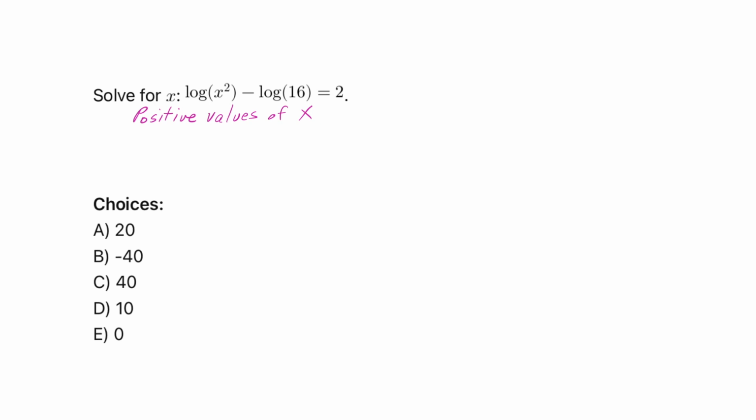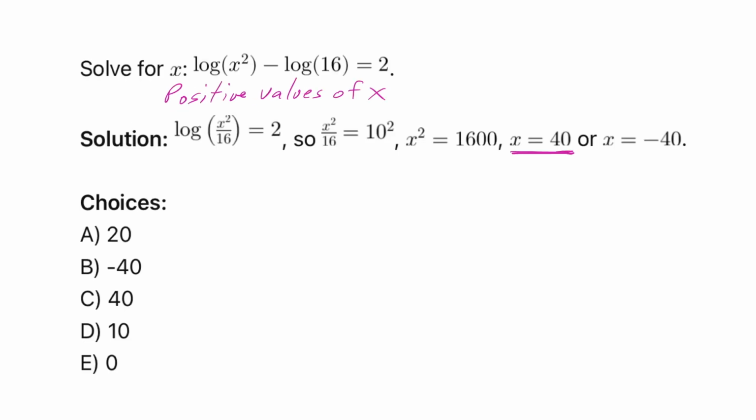Okay, we had a little extra time on that one. Let's take a look. So our first thing is that we've rewritten the problem now to get log of x squared divided by 16. Remember that minus sign means these two were divided. So log of x squared divided by 16 is equal to 2. So what that tells us is x squared over 16 has to equal 10 squared. Well, 10 squared is 100.